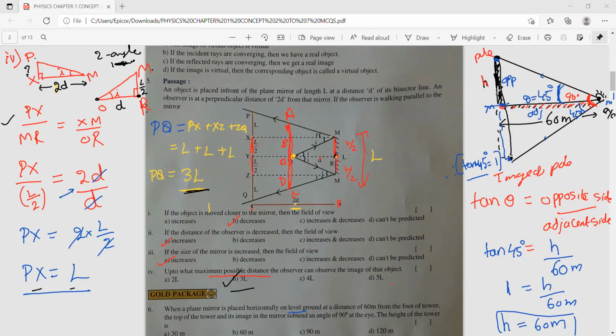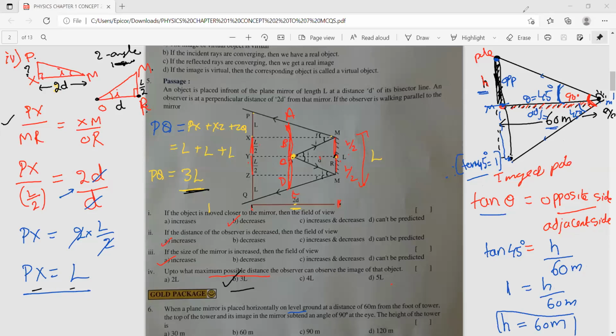We need to calculate the height of the tower. The total angle is 90 degrees. Half of the angle is 45 degrees, right? So theta equals 45 degrees. Now you need to calculate this height. Use the formula tan theta equals opposite side by adjacent side. So tan 45 degrees equals opposite side by adjacent side. In this figure, the opposite side is the height H, and the adjacent side is the 60 meters given, the distance to the mirror. Cross multiply, and H equals 60 meters.